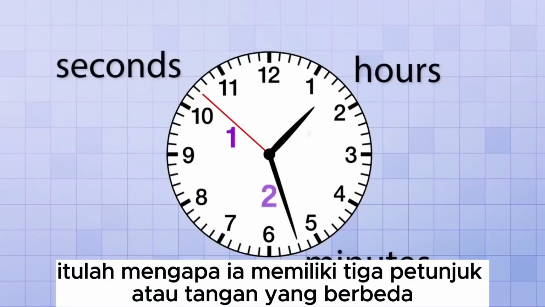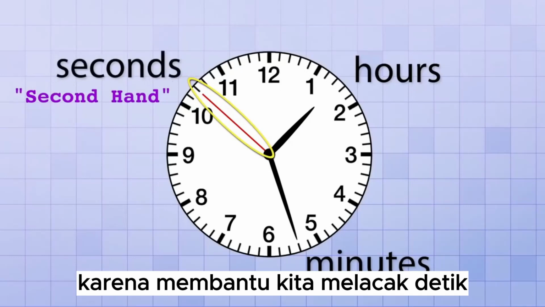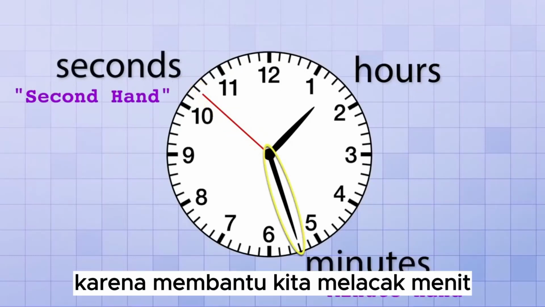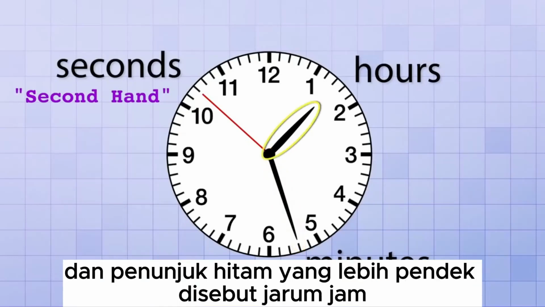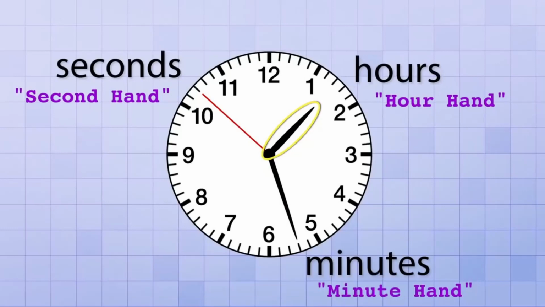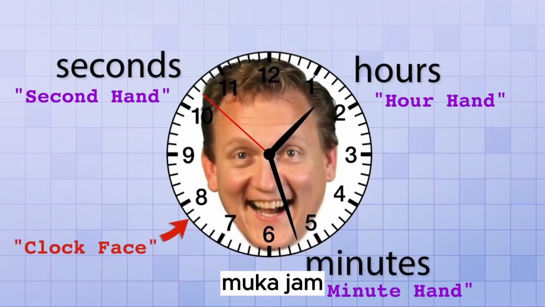That's why it has 3 different pointers or hands. This thin red pointer is called the second hand because it helps us keep track of seconds. This thicker black pointer is called the minute hand because it helps us keep track of minutes. And this shorter black pointer is called the hour hand because it helps us keep track of hours. Oh, and the circle itself is often referred to as the clock face.